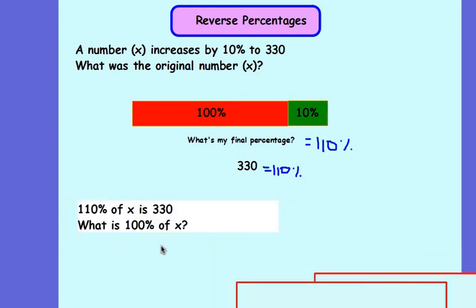If 110% of x is 330, what is 100% of x? So 110% of x is 330. I can then work out what 10% would be by dividing by 11, which is 30. And I can work out what 100% would be by multiplying by 10, which gives me 300.